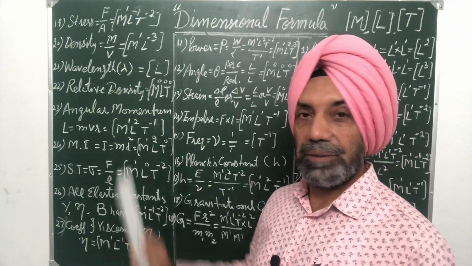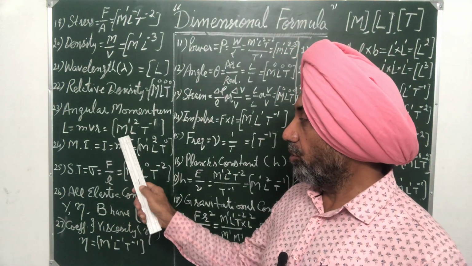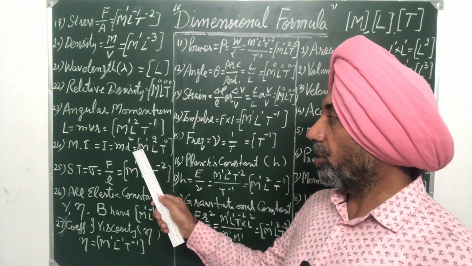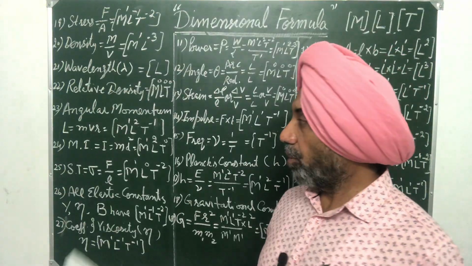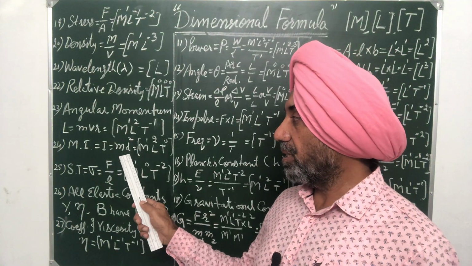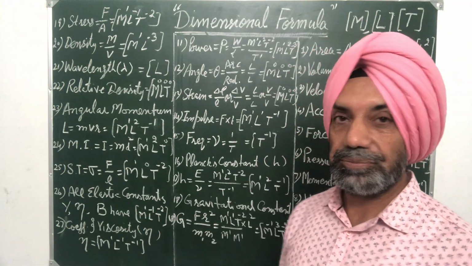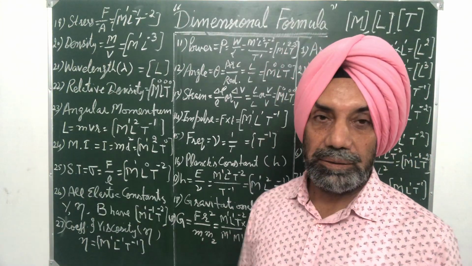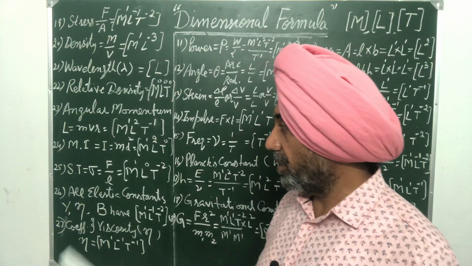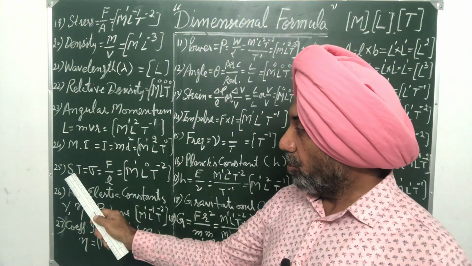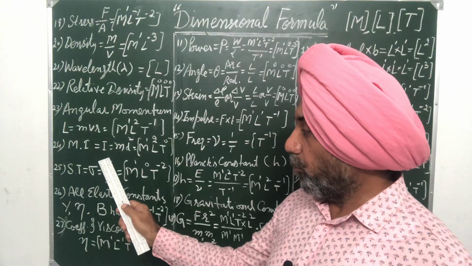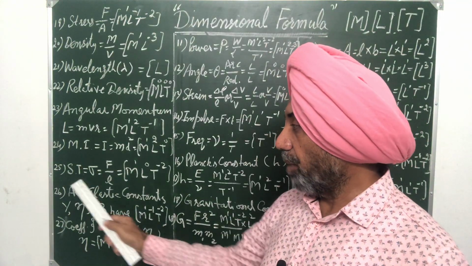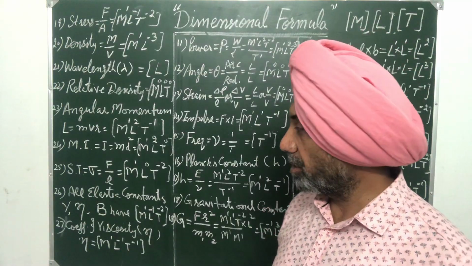Now, moment of inertia is defined as mass into distance square. Mass m1, distance L2, so it is m1 L2. So if the unit of mass is kg and distance is meter, it will be kg meter square. Then there is surface tension, a property of water or any other liquid when its surface is free and at rest. So sigma is defined as force per unit length. That we will study in the chapter of properties of matter, liquids.